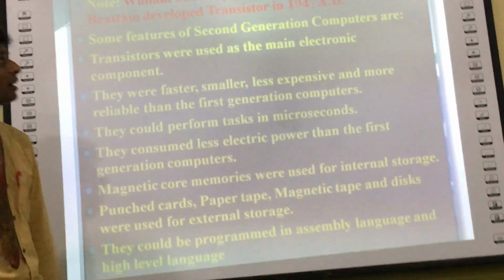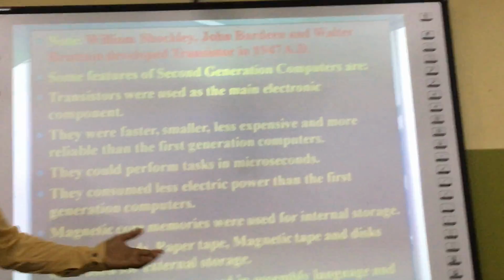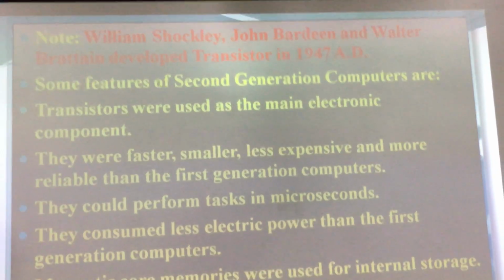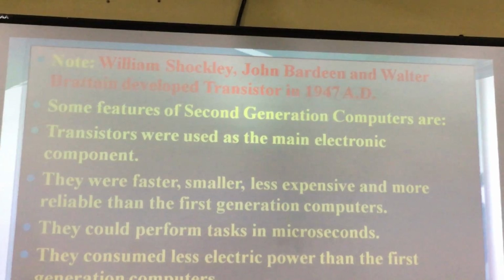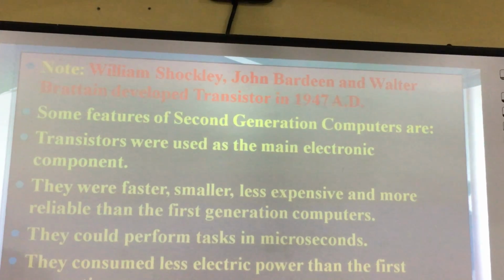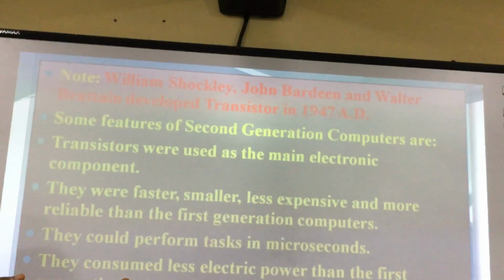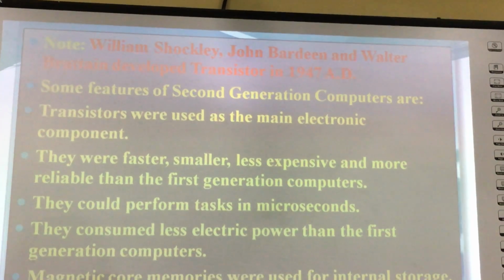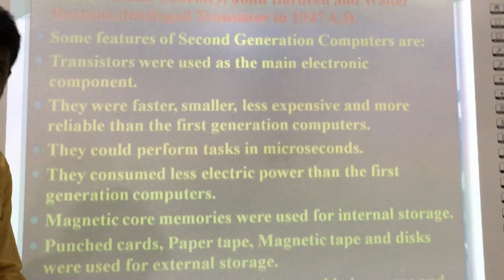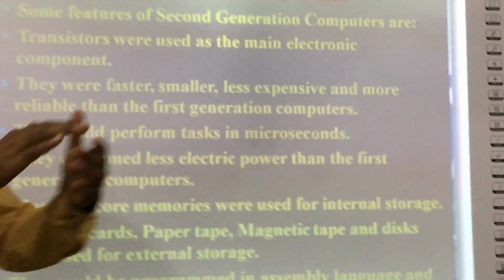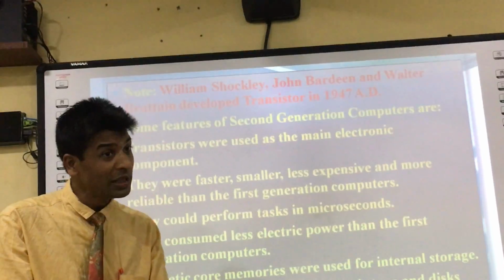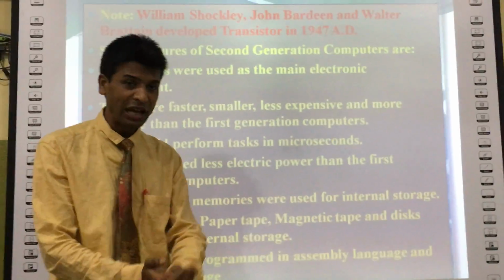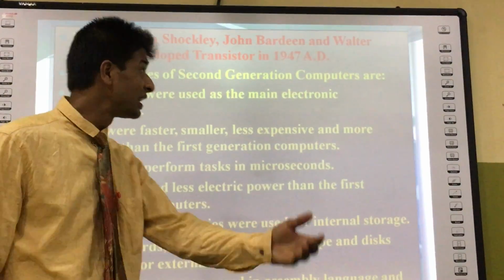See there, who made it and when it was made. William Shockley, John Bardeen and Walter Brattain developed the transistor in 1947. Please, the red color is highlighted. Try to understand, my dear children. When was the transistor introduced in the world? It was introduced in 1947. Then it was used in computers from 1959 to 1964. Whatever computers were introduced during that time come under the second generation.